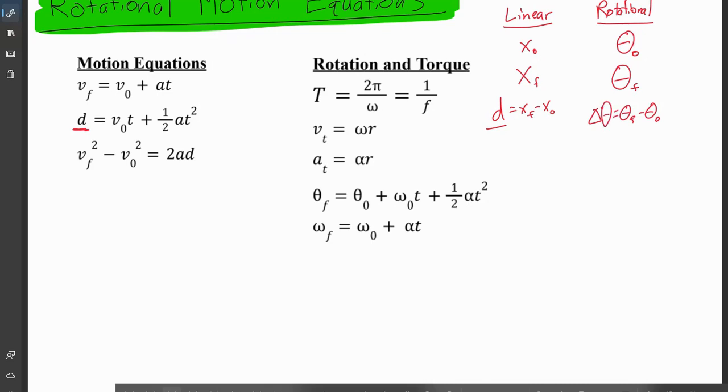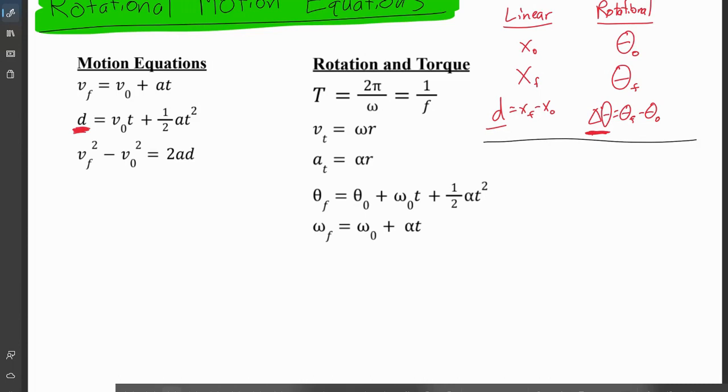That's maybe more intuitive than the d we use for linear motion, but we're so used to seeing d for displacement or for distance traveled. Now we're going to switch this over to delta theta equals theta final minus theta initial. Okay, so there's our position variables.